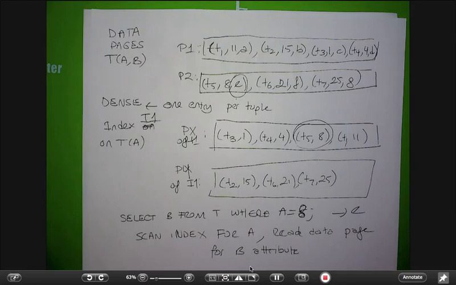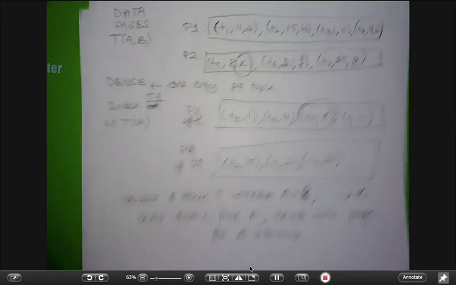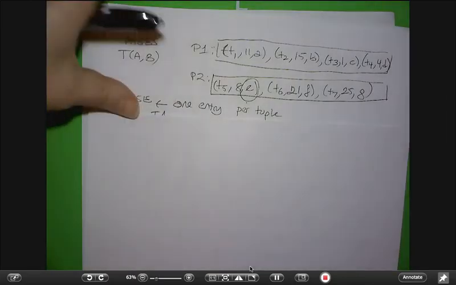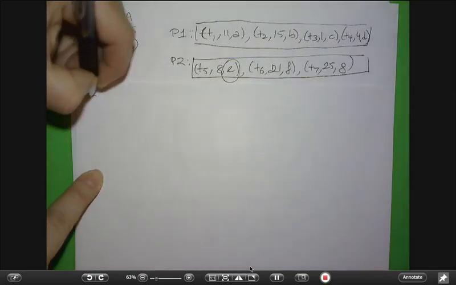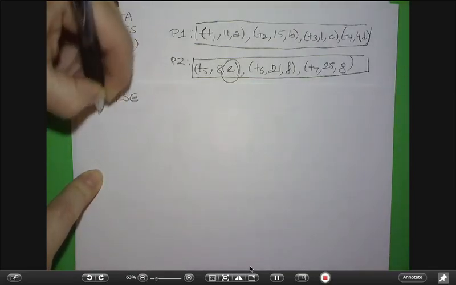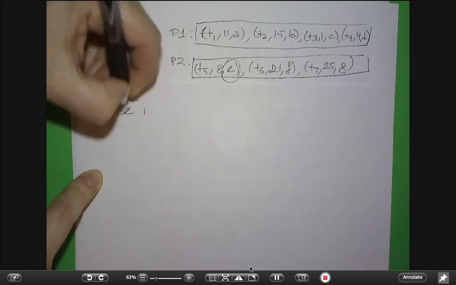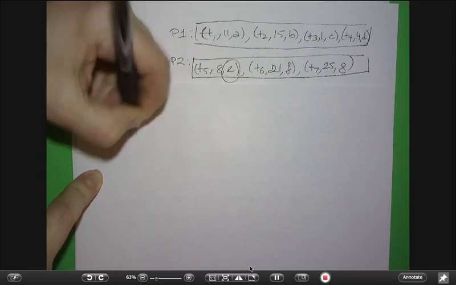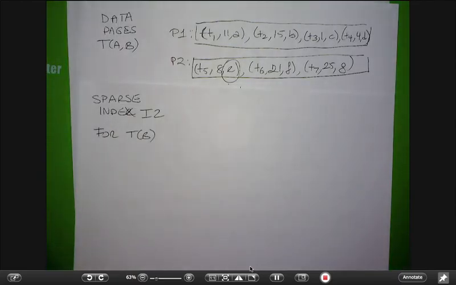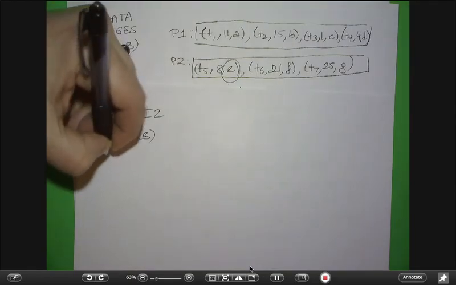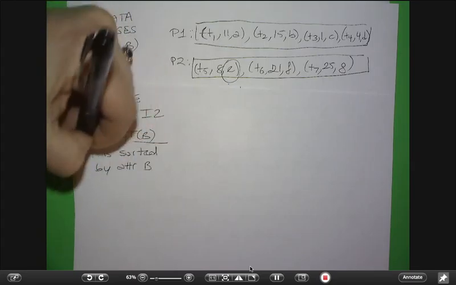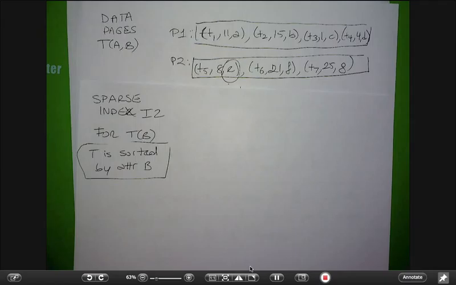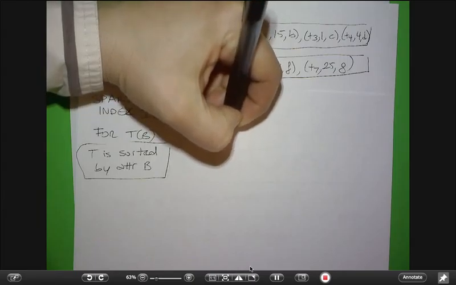Instead, I can store a slightly different index. So I'm going to use the same table, okay? But I'm going to create a sparse index, I2, for T of B. And that's only possible if T is sorted by attribute B. Okay. Now I2 is going to be very different. So for I2, let's call this P of W.